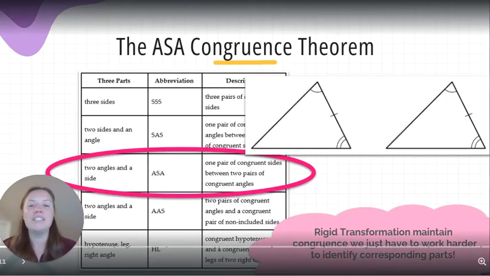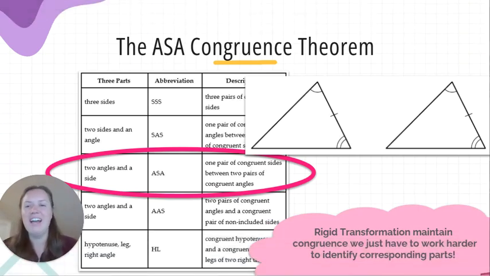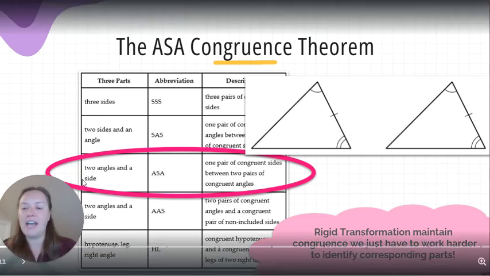Today we are going to be talking about the angle-side-angle congruence theorem. Looking in our textbook, or online resource, I should say, angle-side-angle looks at two angles and a single side.